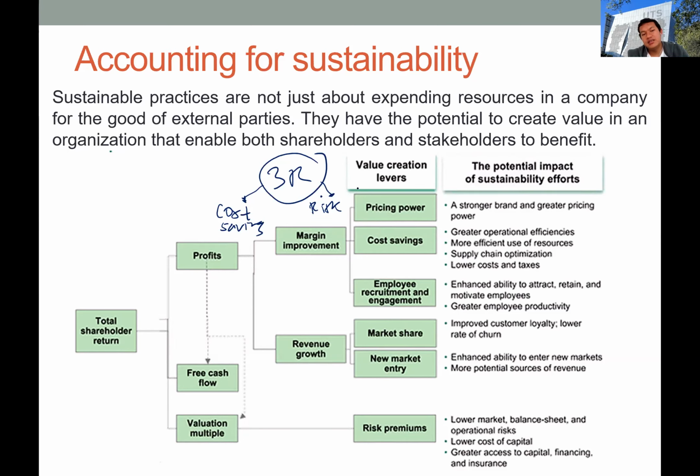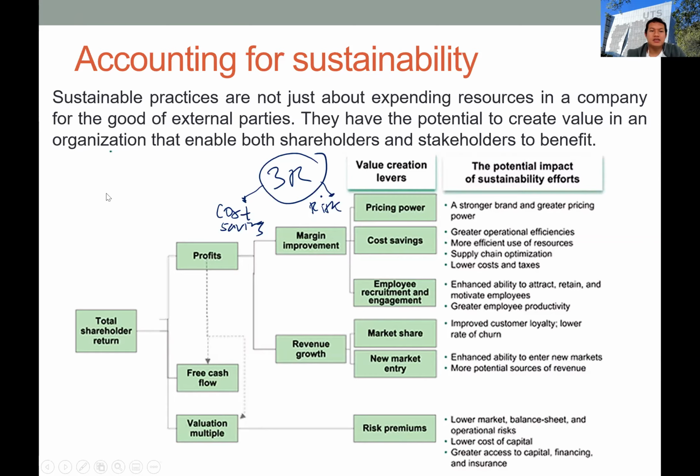So in any case of sustainability or responsibility activities, you can always connect them with these value creation levers and explain how this value creation will map into the company's financial performance. Okay, any comments or questions at this point? No?